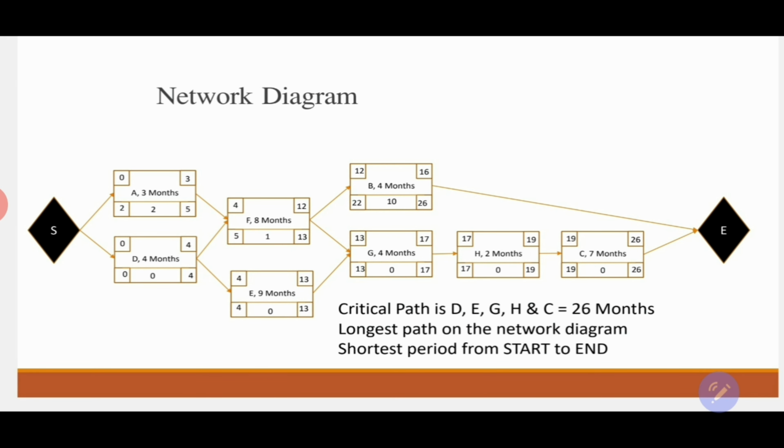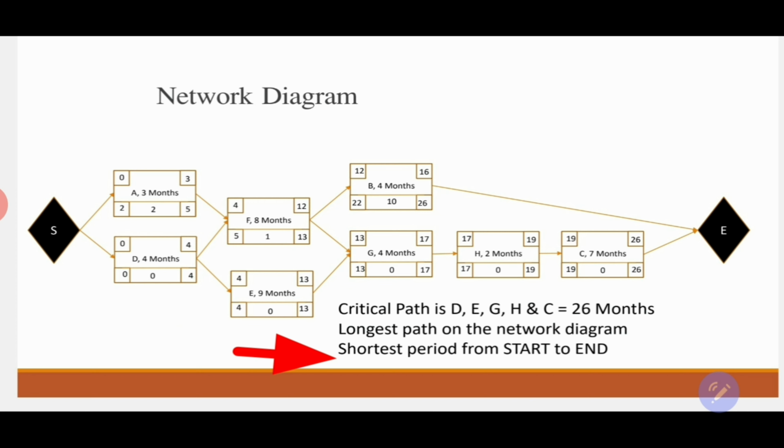Finally, this is how your network diagram will look. We have determined that my critical path is D, E, G, H, and C, and the duration is 26 months for that path, and that's the critical path for my project. And how do we determine the critical path? The critical path is the longest path on the network diagram. And it is the shortest period I can finish the project with.